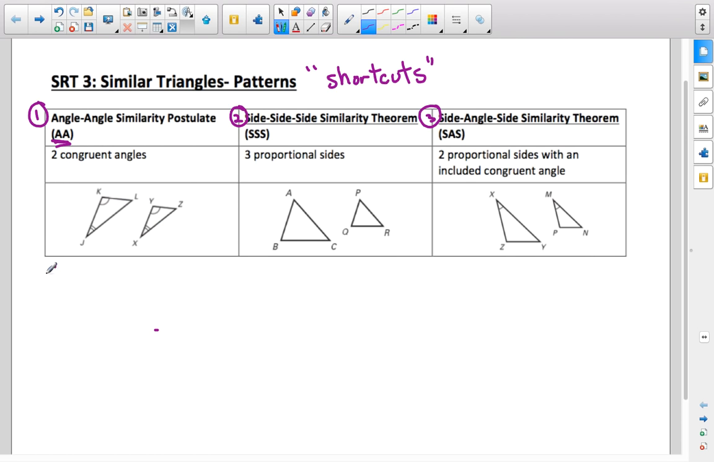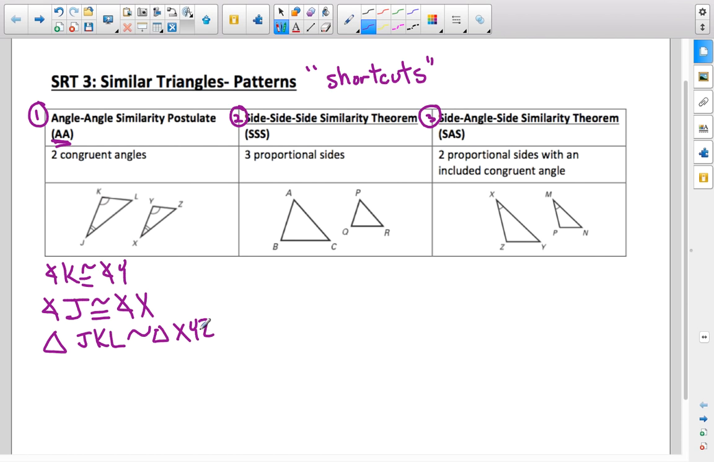So in this particular case, we know that angle K is congruent to angle Y, and we know that angle J is congruent to angle X. Therefore, we have triangle JKL is similar, which is a little squiggly sign, to triangle, we've got to match these up carefully, XYZ. JKL goes with XYZ because we have two angles of one triangle congruent to two angles of another triangle.